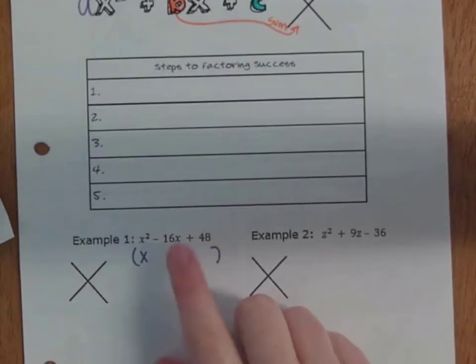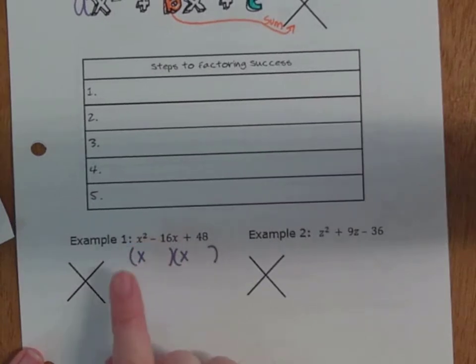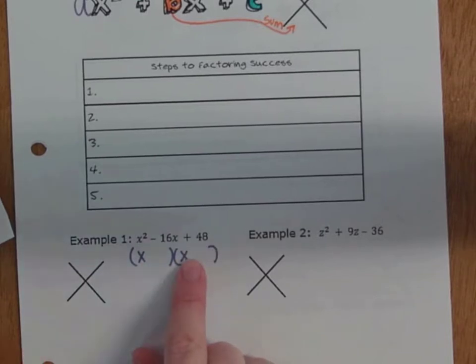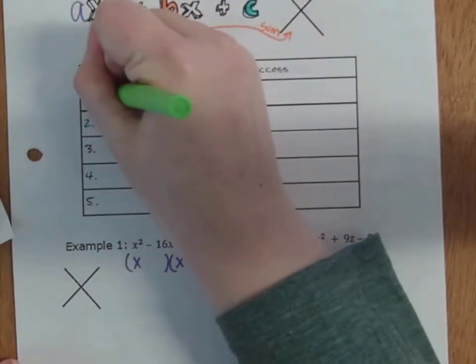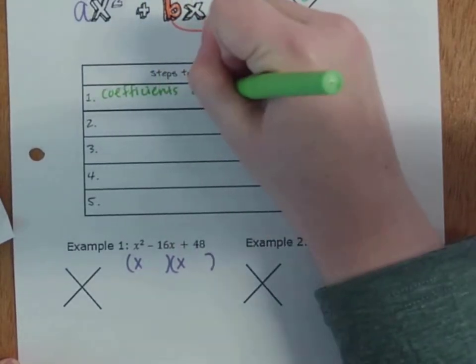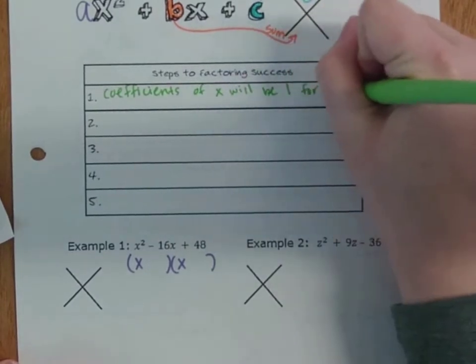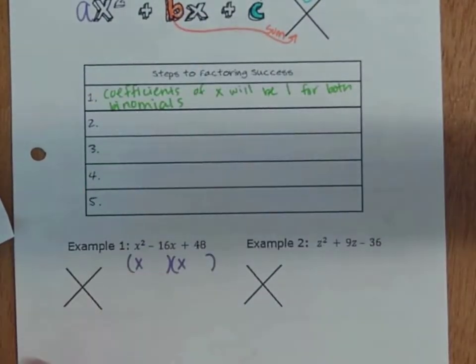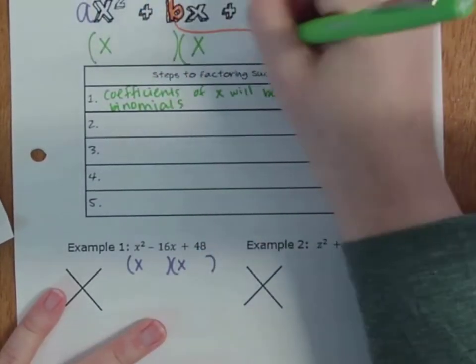So steps for factoring. We already know that because x squared has a coefficient of 1, my coefficient of x for both binomials will be 1. So I know that I will have a binomial x plus or minus something and another binomial x plus or minus something. Okay, so coefficients of x will be 1 for both binomials. So when a equals 1, we're going to have an x here and an x here, no numbers.